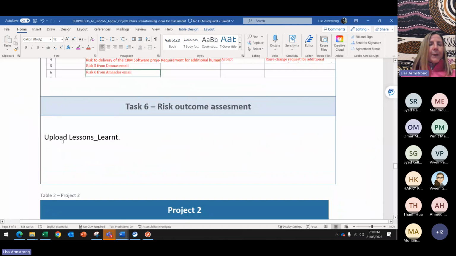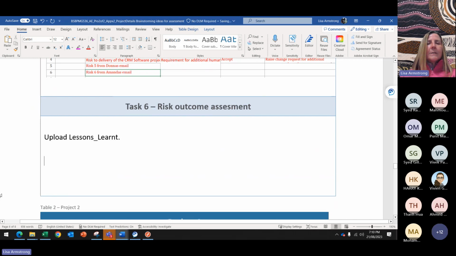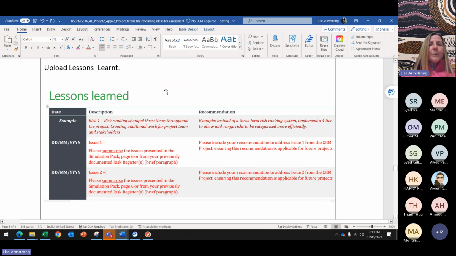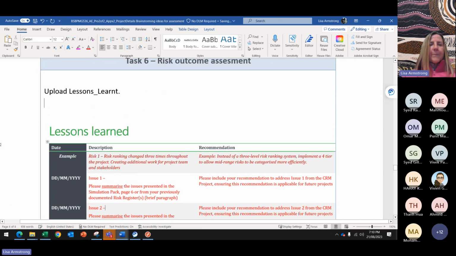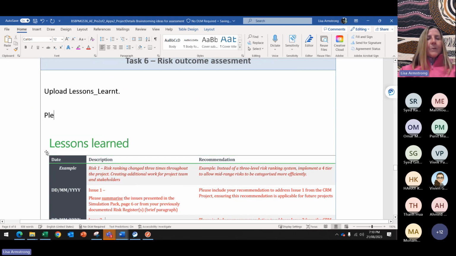For the purposes of this, I'm going to pop this into task 6. And I will put a little note here just to say, please include a screenshot of your lessons learned.